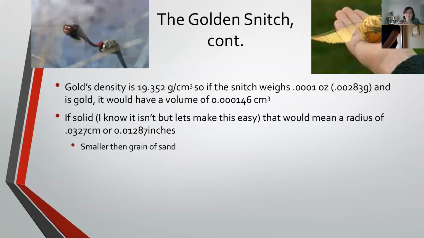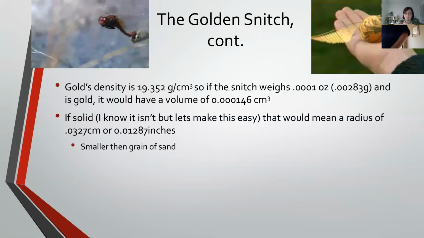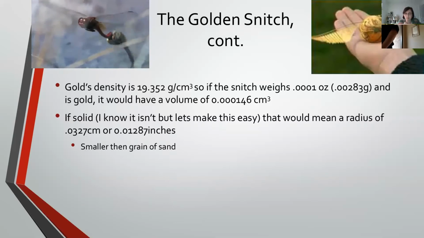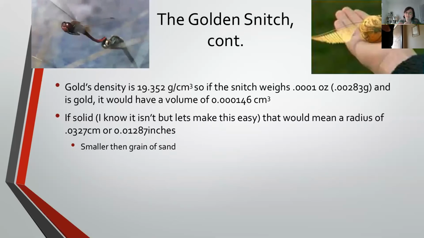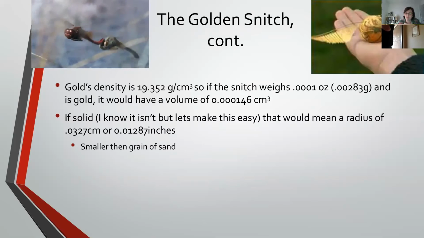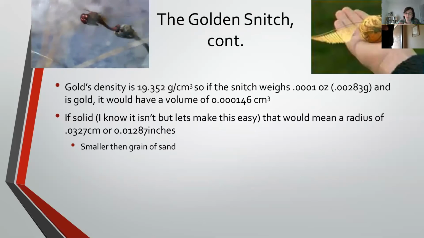Gold's heavy. Gold weighs 19.352 grams per cubic centimeter. And I'm assuming this thing's gold. I am also going to assume it's solid, which we know it isn't. We know it's hollow because there's a stone inside. But let's assume it's solid because the math of shells gets complicated, and trust me, it's not going to make a big difference.